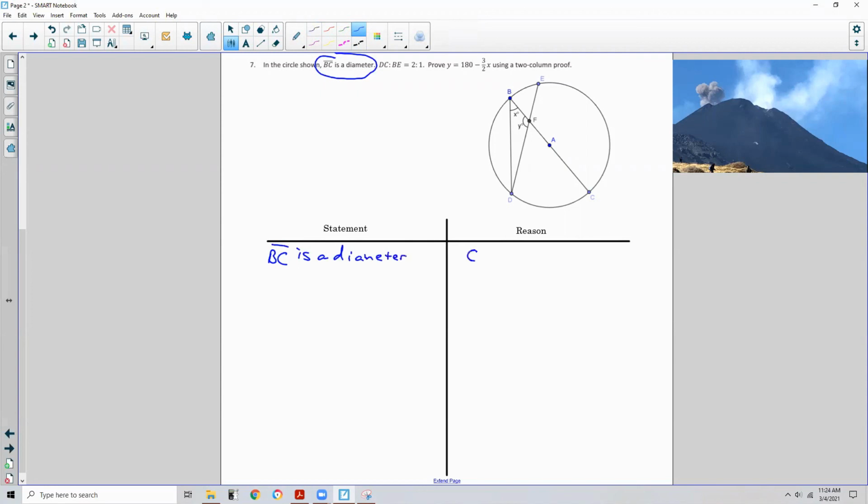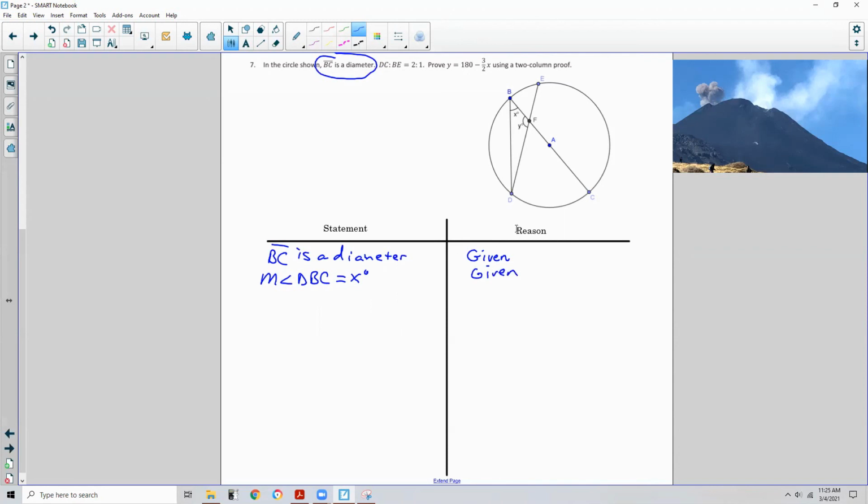And the reason? Given. Okay. Then I'm going to say the measure of angle DBC is X. So the measure of angle DBC equals X degrees, and that is also a given.